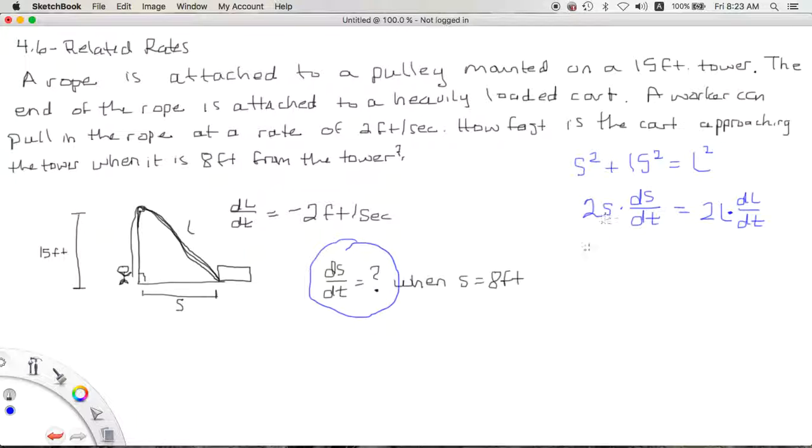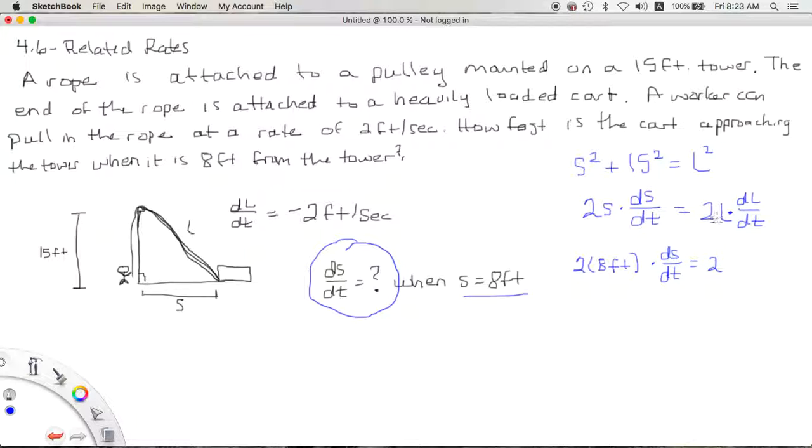So I know what S is at this time. It's 8 feet. So I take 2 times 8, and we're going to leave our units in so that you can see the importance of the units. And we don't know what ds/dt is. That's what we're solving for.